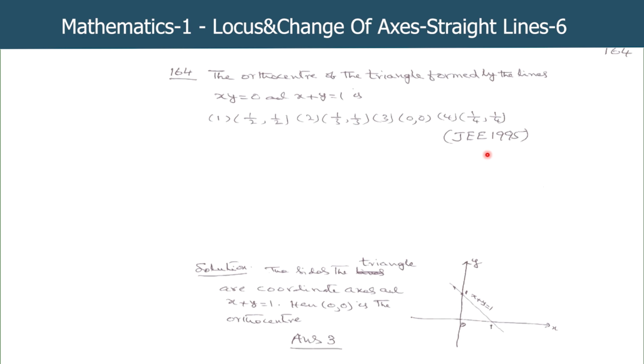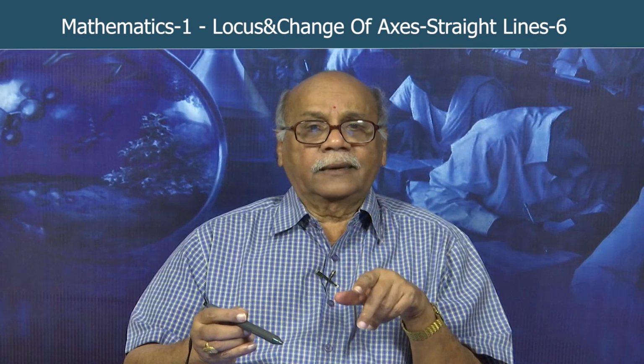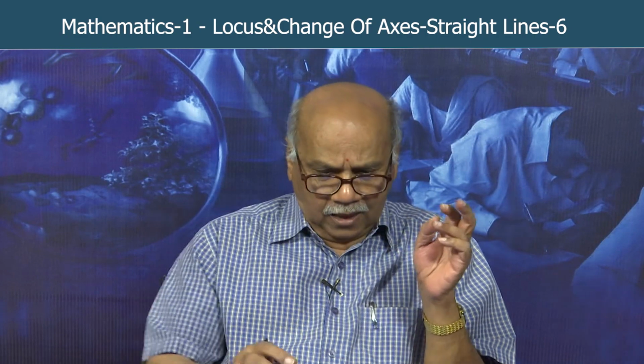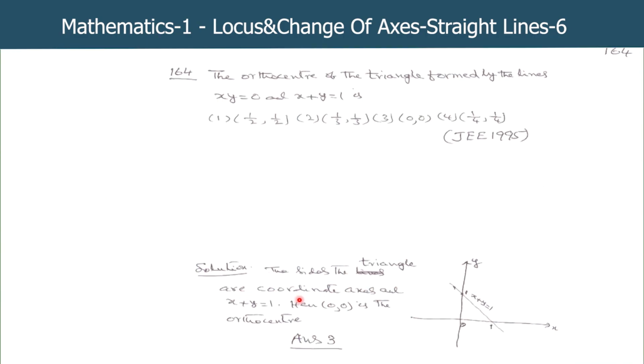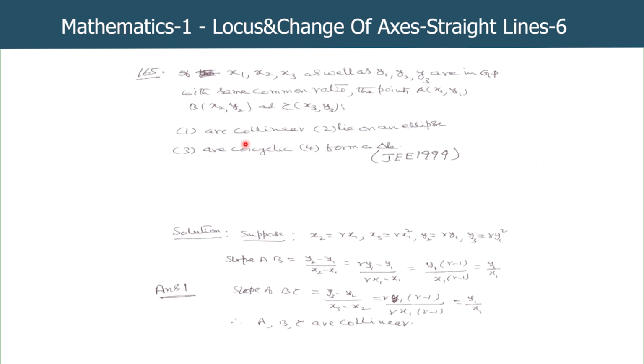That means the triangle formed by them is a right angled triangle, right angled at the origin. So the orthocenter is the right angled vertex, which is nothing but the origin. Therefore, the correct option is 3. Okay. Right. Next.